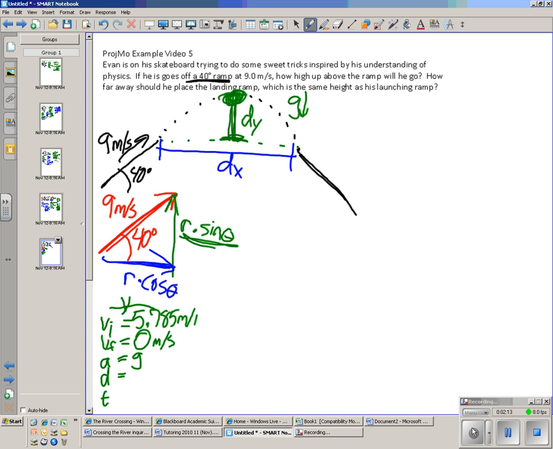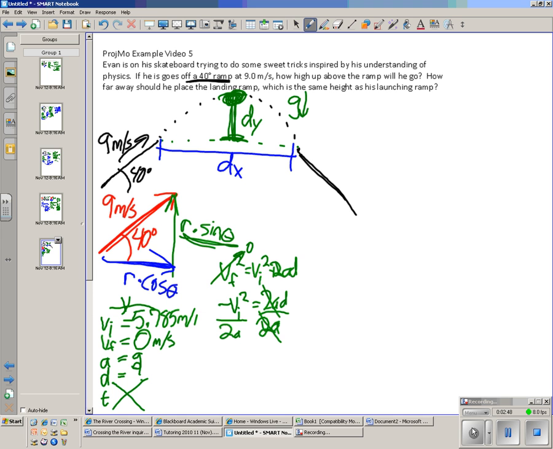Displacement is what I'm looking for. And then time, I don't care about just yet. I will later on, but not just now. So that means I'm going to use the VF squared equals VI squared plus 2AD. The final velocity is 0, so that goes away. Bring the VI squared to the other side, so that's going to be negative VI squared equals 2AD. Divide through by twice A.